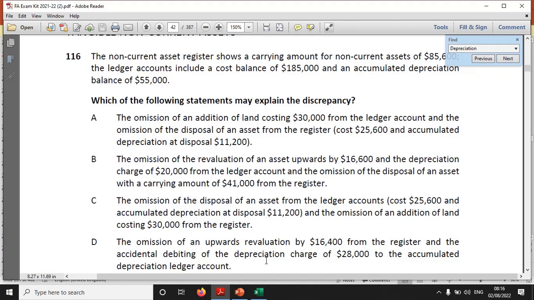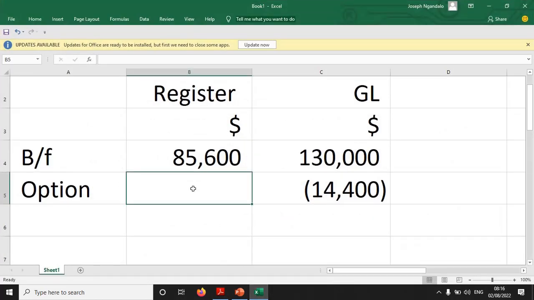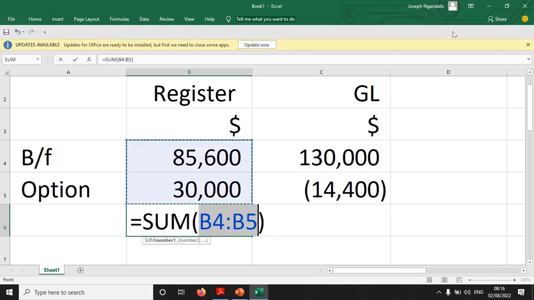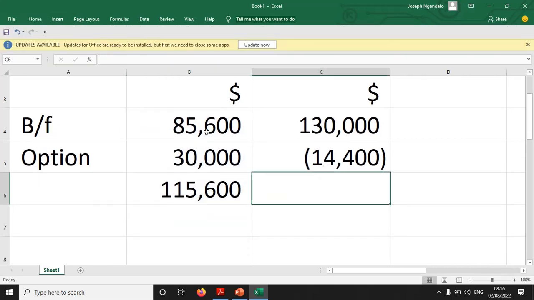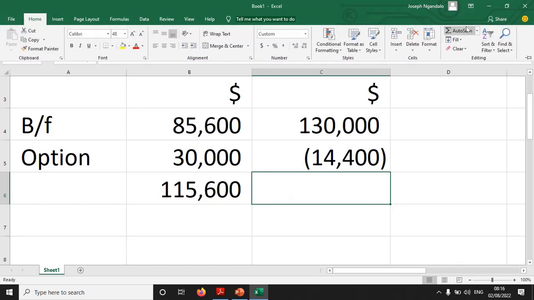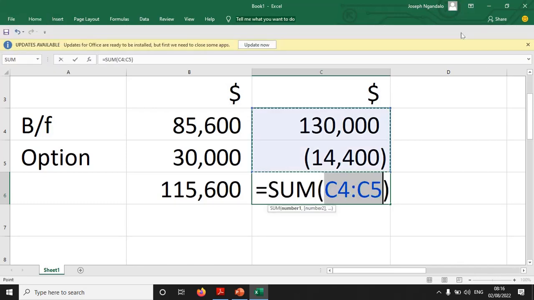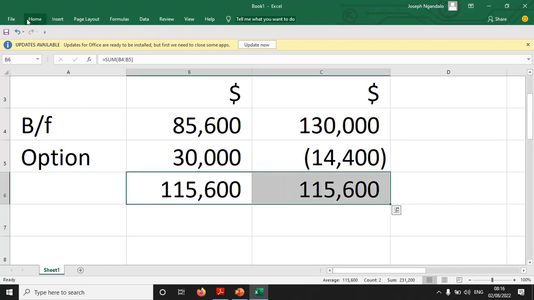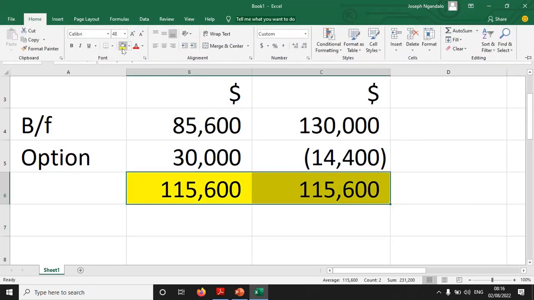And the omission of an addition of land costing how much? 30,000 from the register, right? So what do we do? We add, right? Yes. So let's check here if these numbers are tallying. Is that okay? So these numbers are tallying, right? So meaning that this is the option that we were looking for. Is that correct?